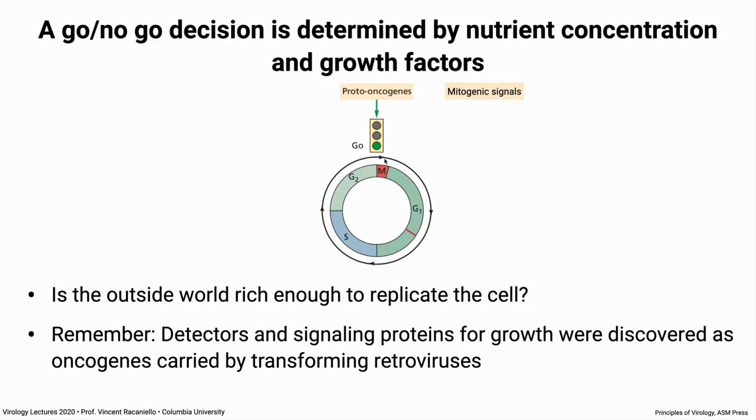There are receptors on the cell surface for growth factors. If there's enough in the medium, they will bind those receptors and transduce a signal to push the cell through the cell cycle. Another way to look at this is: is the outside world rich enough to replicate the cell? And these growth factors, the receptors, the whole signaling pathway that turns on cell division, were discovered as oncogenes carried by transforming retroviruses. That's one of the amazing outputs of this story. This whole growth control pathway was discovered by studying these transforming retroviruses.